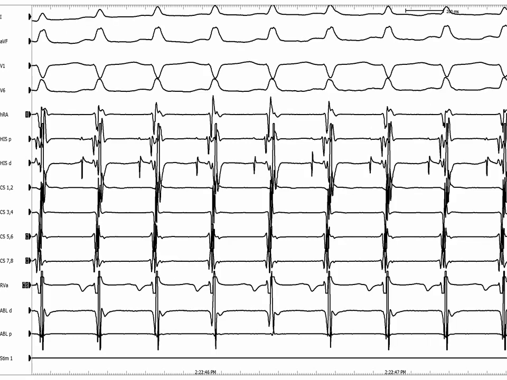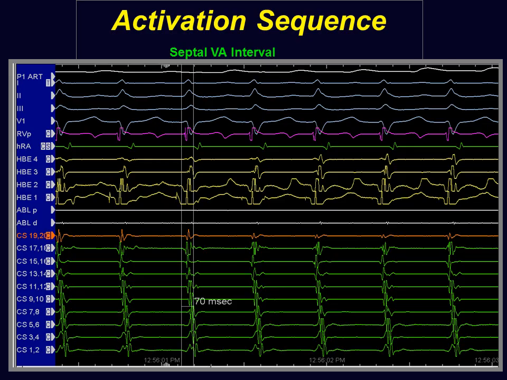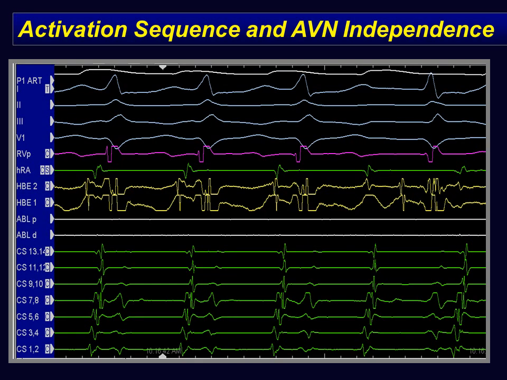And usually a PVC or something will happen, which will peel back and alter the infrahis conduction, and then the patient will go one-to-one. So this is a fairly common AV node re-entry with an ultra short RP, VA interval.